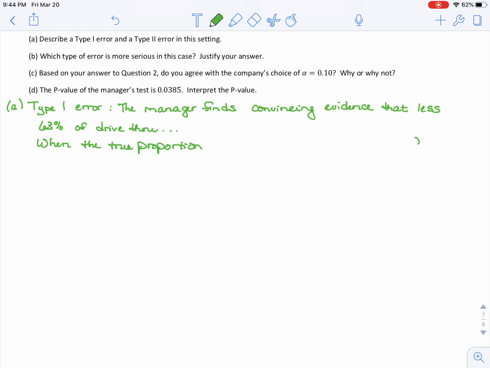really was the one that we just rejected. So the true proportion really is 0.63. So we found evidence that it's less than 0.63, but it really was 0.63. That's a type 1 error. Type 2 error is where you failed to reject the null hypothesis. You basically said, yep, we don't have convincing evidence. The null hypothesis must still be true. So the manager does not find convincing evidence.